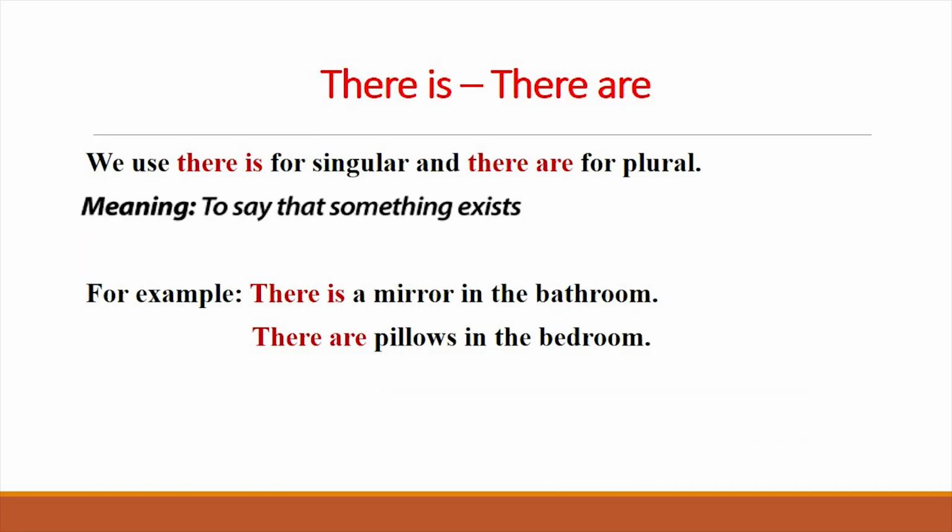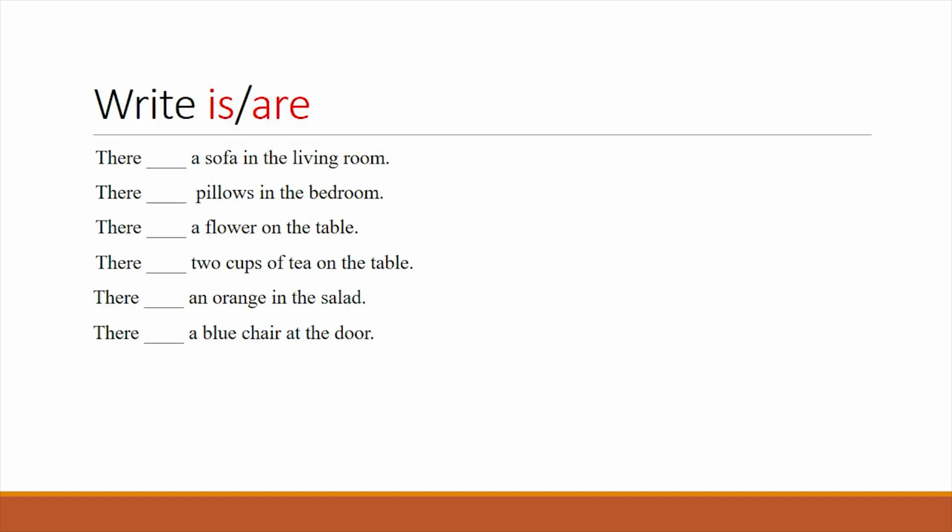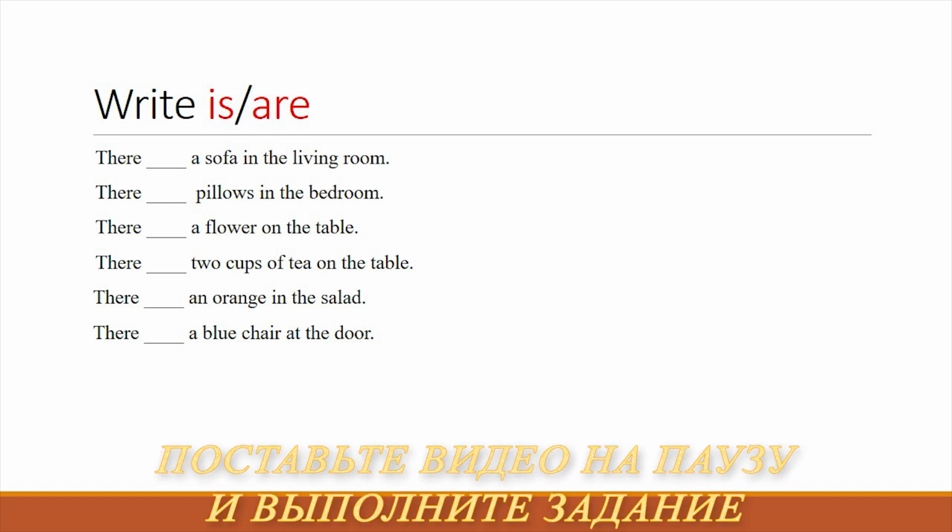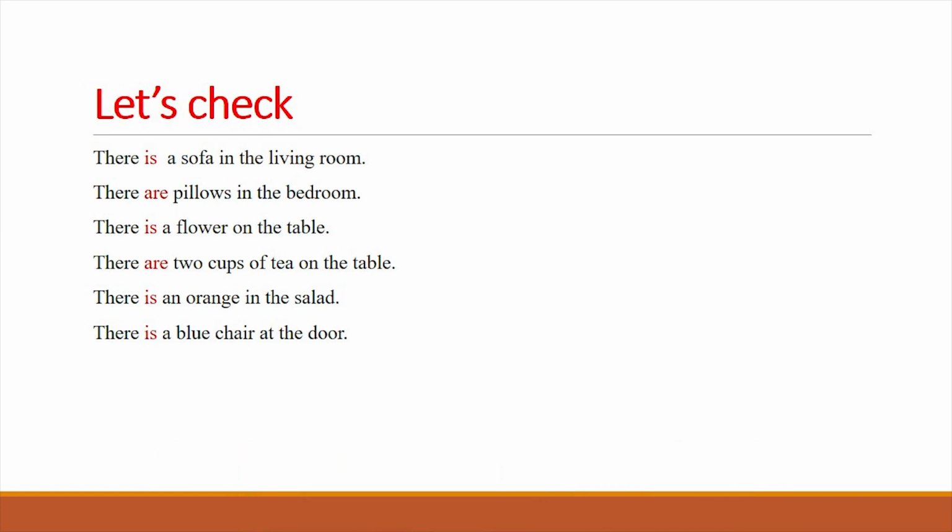We use there is for singular and there are for plural, meaning to say that something exists. For example, there is a mirror in the bathroom. There are pillows in the bedroom. Write is or are. Let's check. I think you coped with this task.